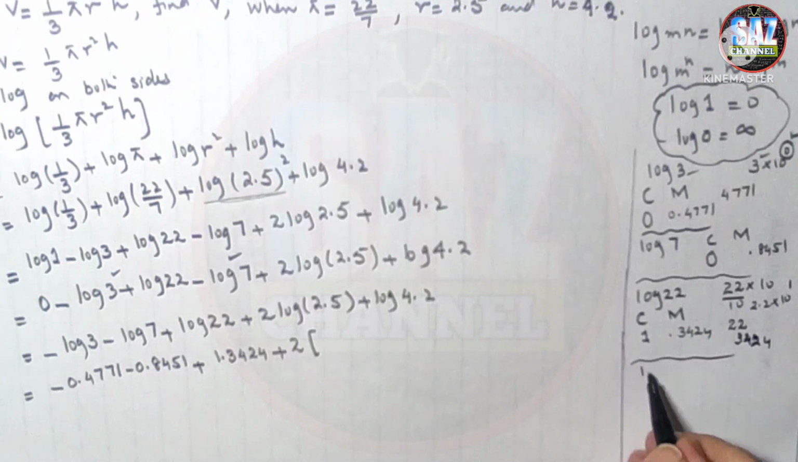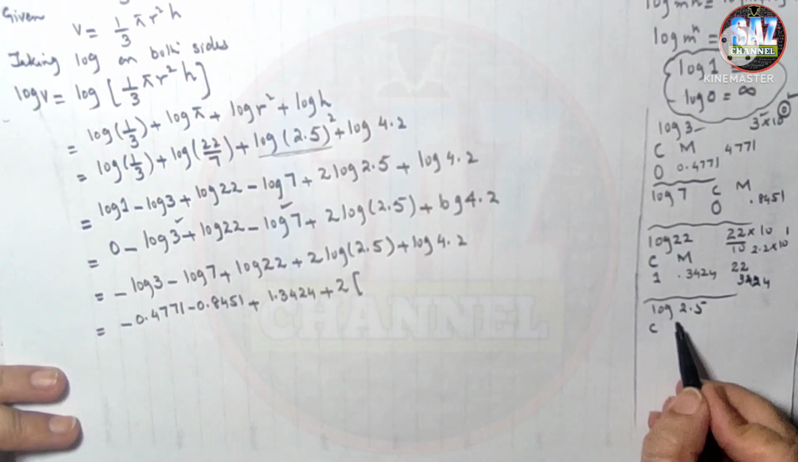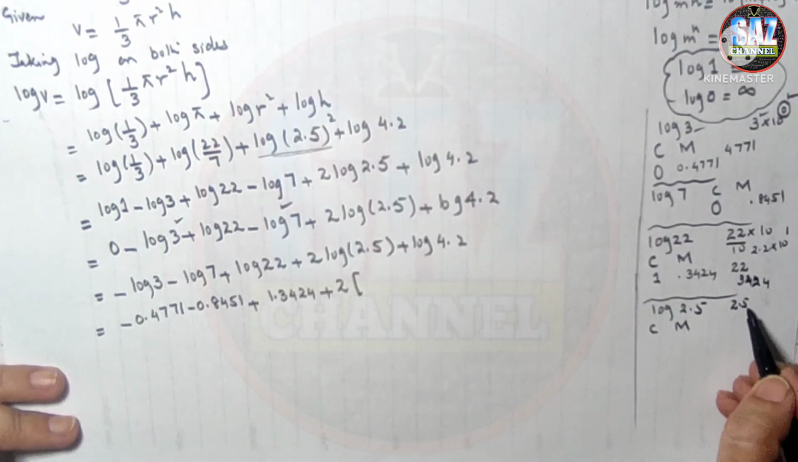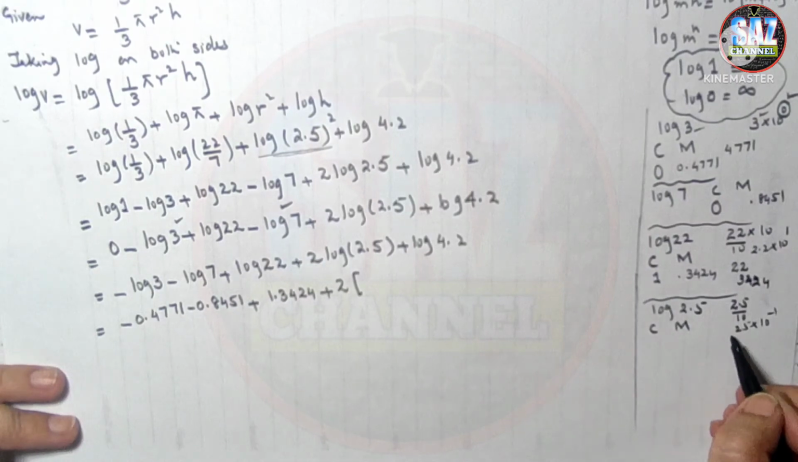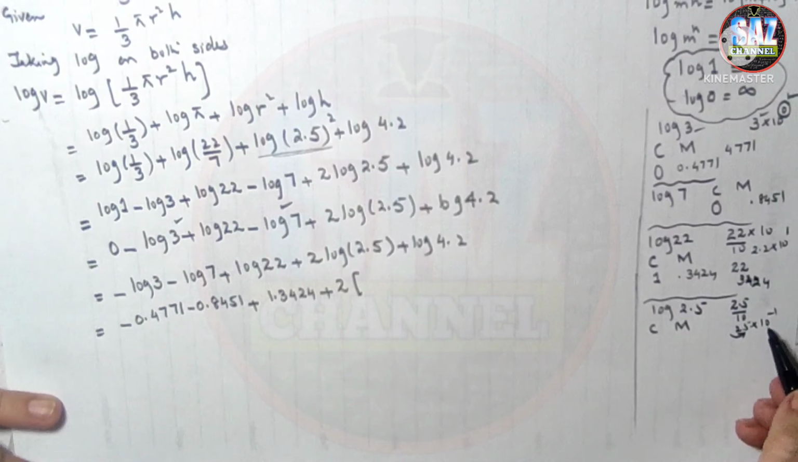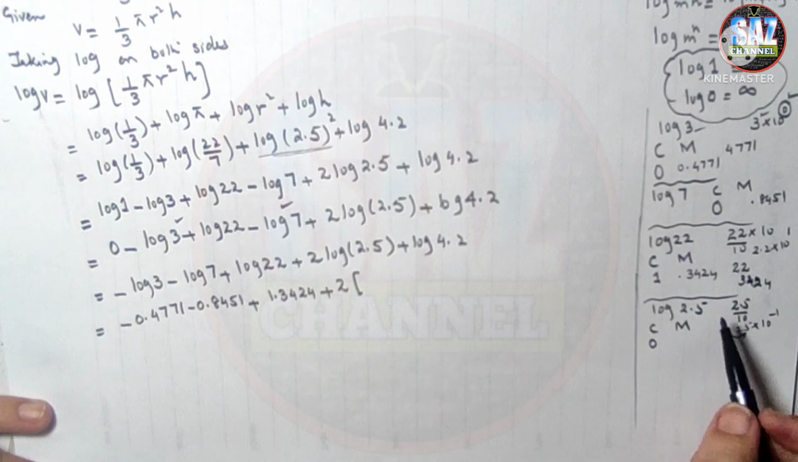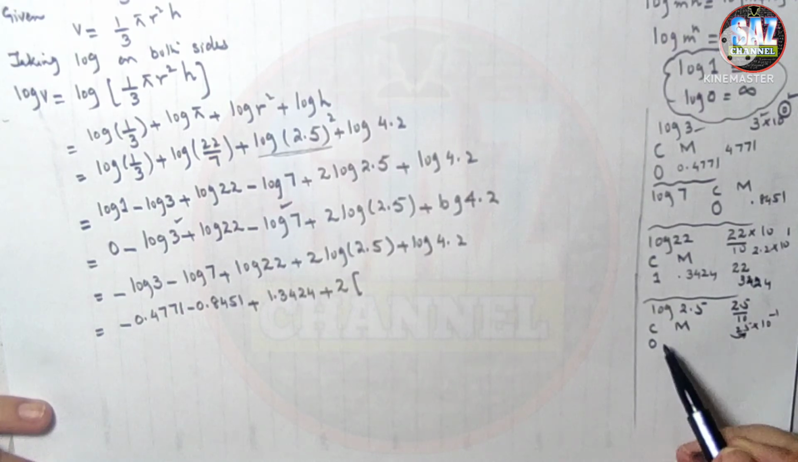Log 2.5. So the characteristic and mantissa. For characteristic purpose I have to write it first in the scientific notation. Bring this 10 up. This is 10 raised to the power -1. Again I have to bring the decimal here. I have to multiply and divide once again by 10. So this will give me characteristic 0. And another thing is that there is only one digit before the decimal, so I have to subtract 1 from that, and that will be giving me 0.